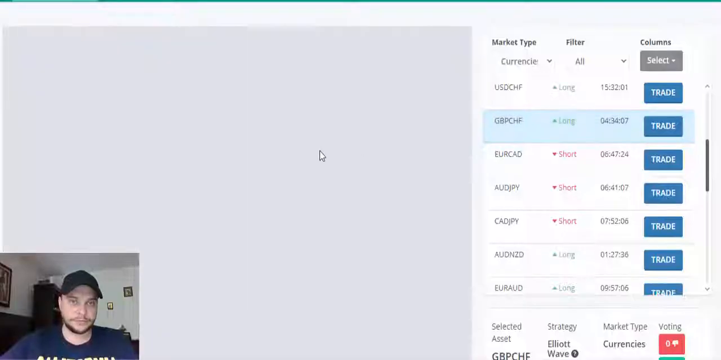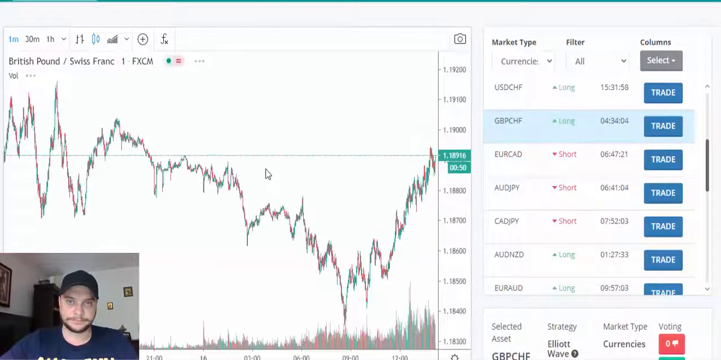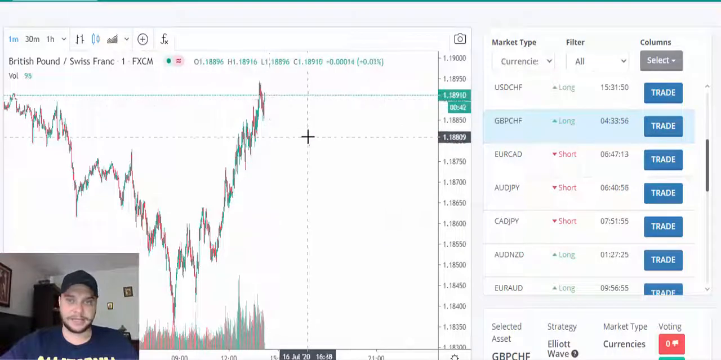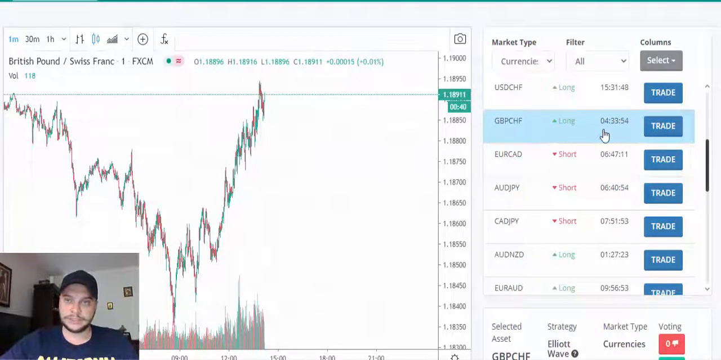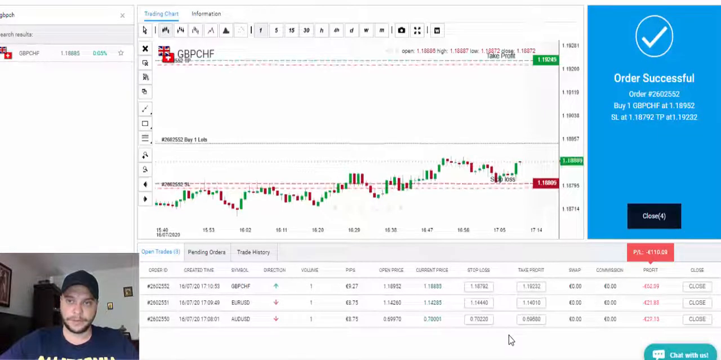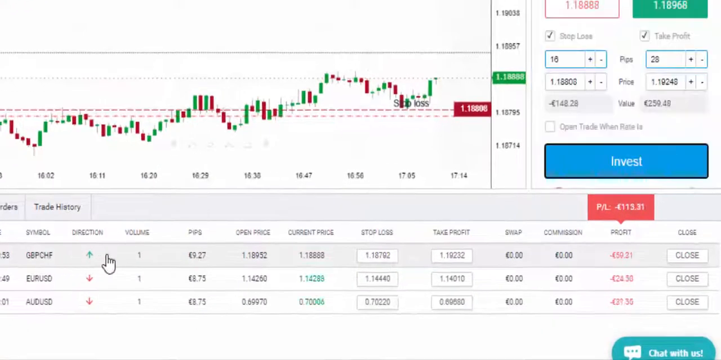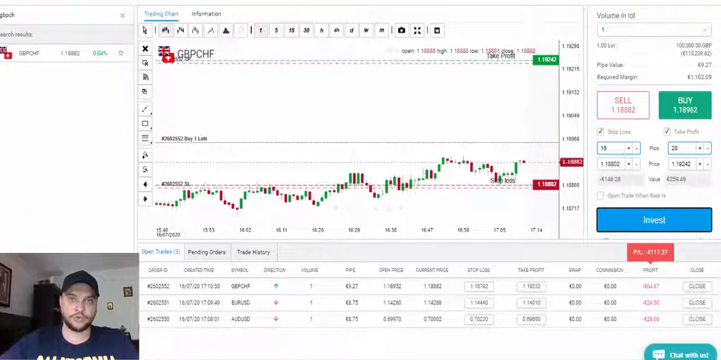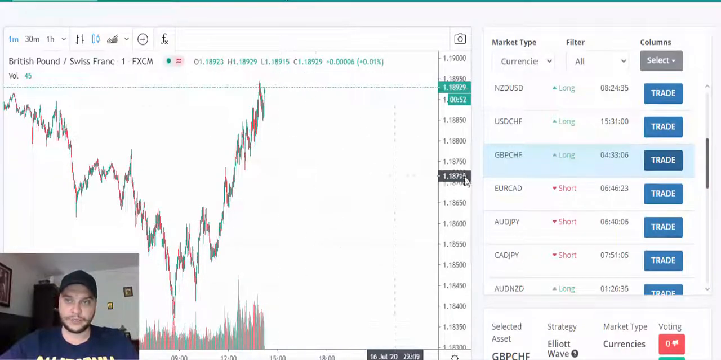Let's see GBP Swiss franc. Yeah, the trend is an uptrend, looks good. Let's try this one, GBP Swiss franc. Let's click on trade. And order successful. As you can see, GBP Swiss franc, it is a buy and everything is set, take profit, stop loss. Let's go back to FX Autobot to find another one.